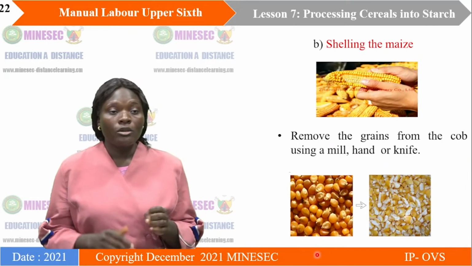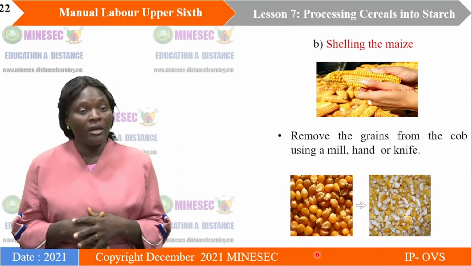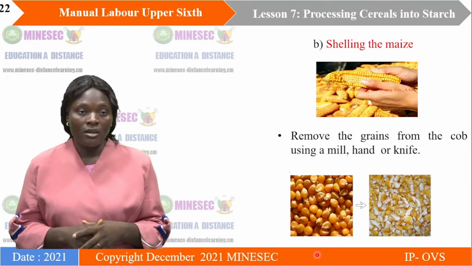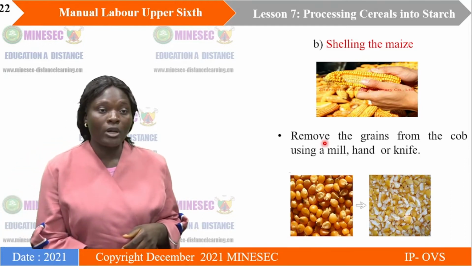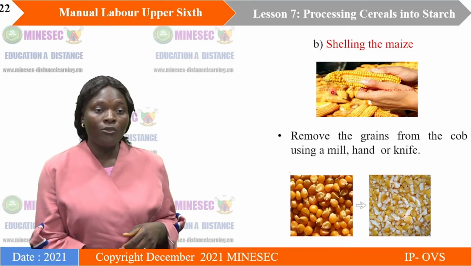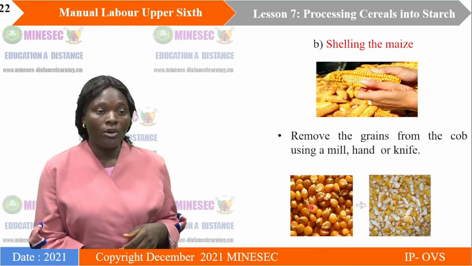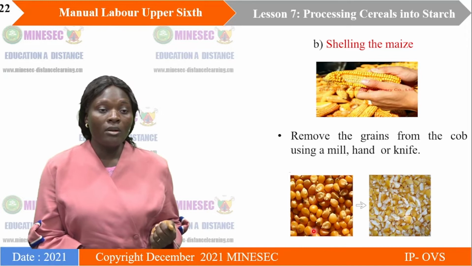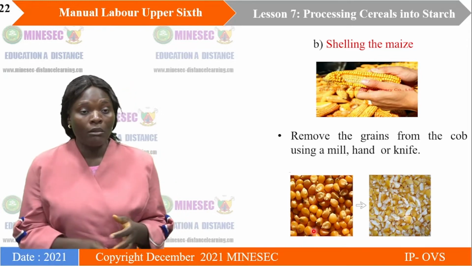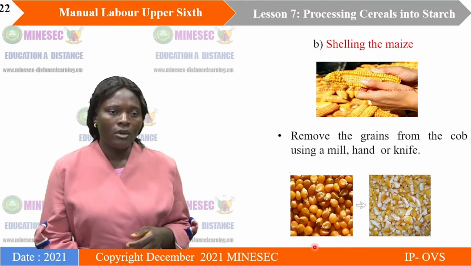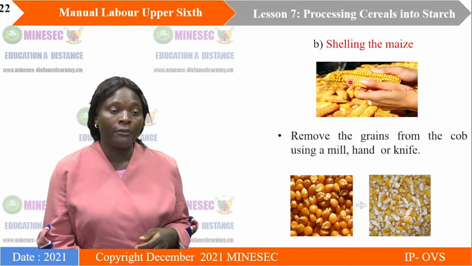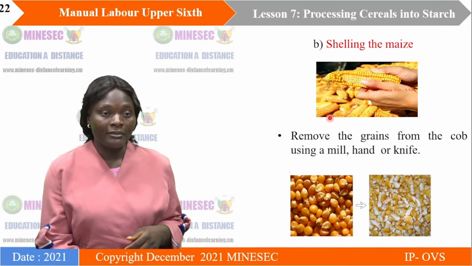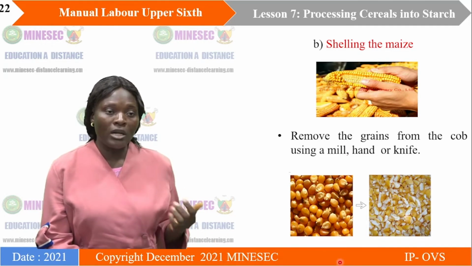And then B, you look at shelling the maize. Shelling the maize, so you shear off the maize, as you can see on the picture. Remove the grains from the cob using a mill or your hand, or you can use a knife. You remove the grains. You can see how it is being done here. With a hand, you can equally use a knife as well as you can use a mill.